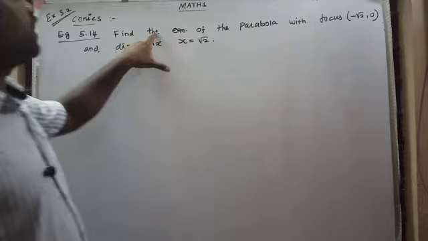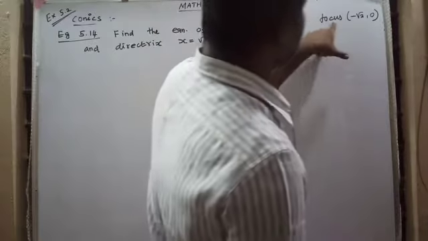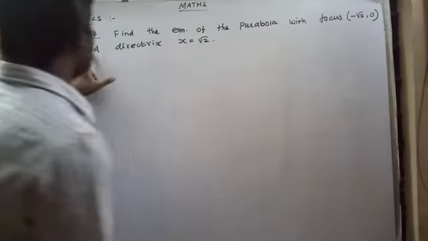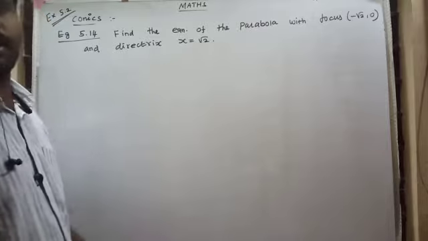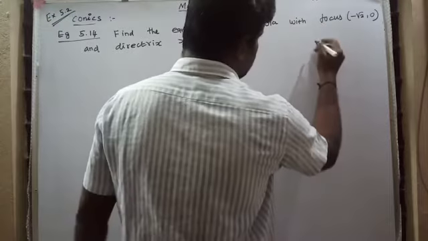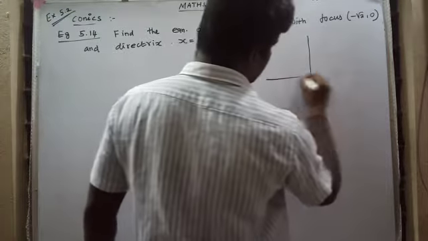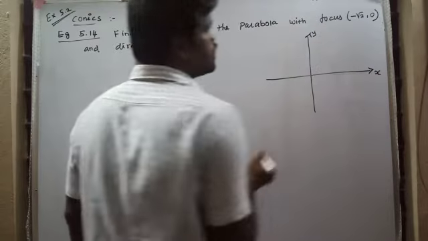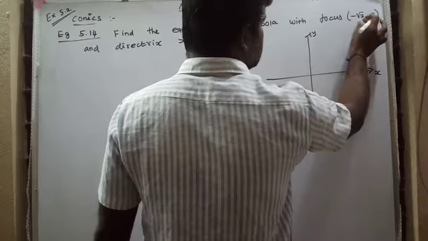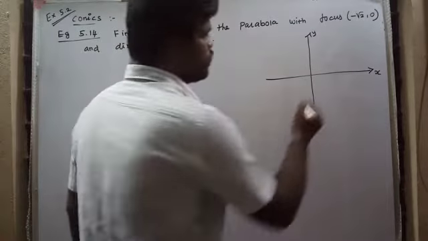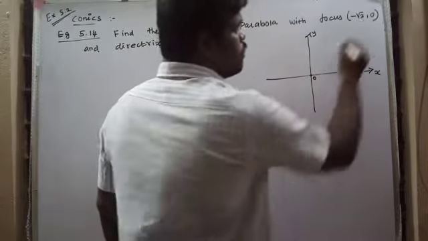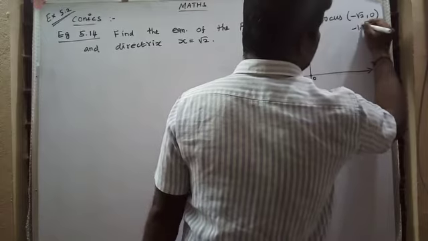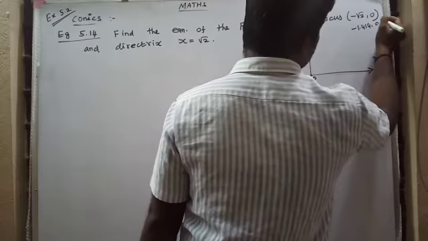Example 5.14: Find the equation of the parabola with focus (−√2, 0) and directrix x = √2. First of all, we have to draw the diagram. This is the x-axis and this is the y-axis. The focus is (−√2, 0). This is the origin. Minus root 2 means −1.414, comma 0.